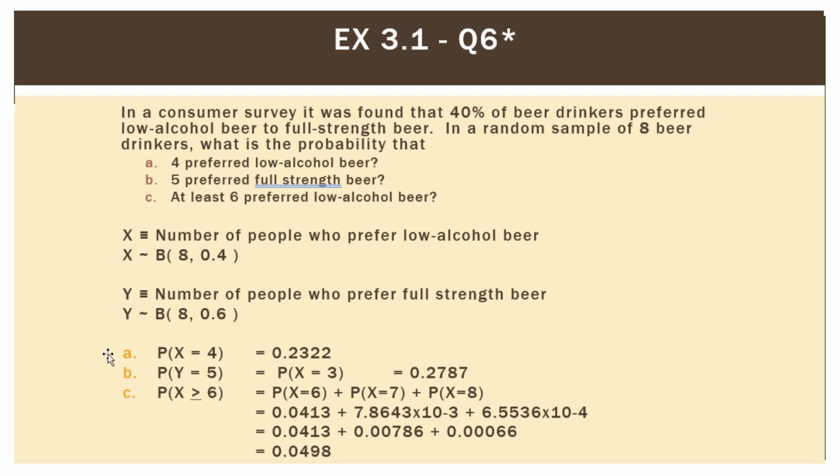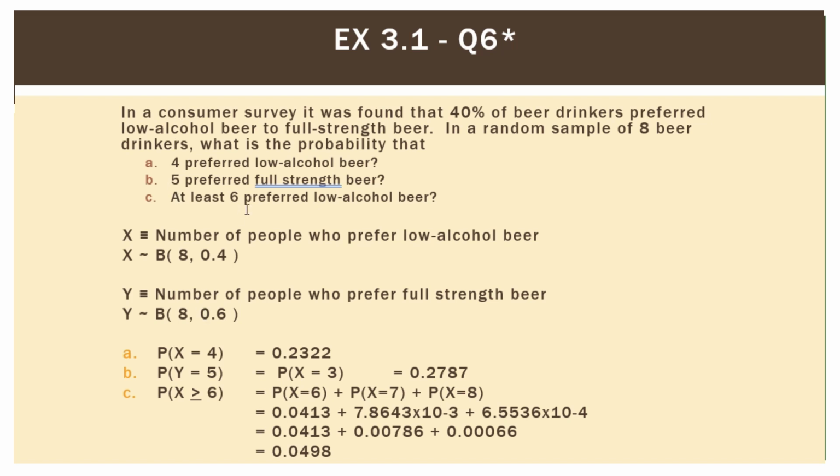4 preferred low alcohol beer. For probability of X equals to 4, what is low alcohol beer? 0.23. You will use this. Low alcohol beer, your N will be 8, P will be 0.4. 5 prefer full strength beer. I would rather you just use Y, meaning your N and P. You don't need to go and think the other way around and see what is X. If you want, you can, but I think it's just easier if you just write two events down. One for X, one for low alcohol, and one for full strength beer.